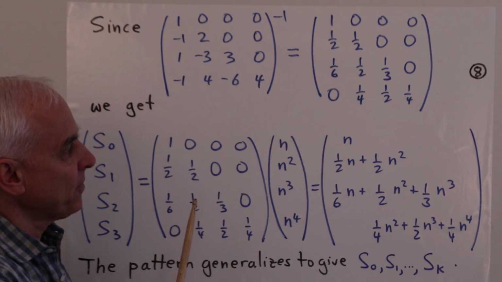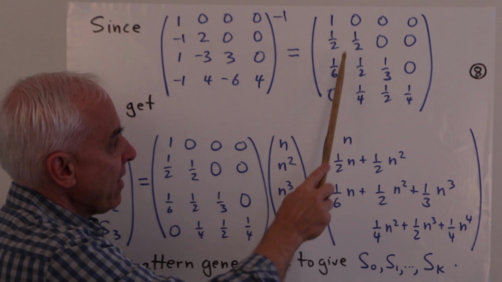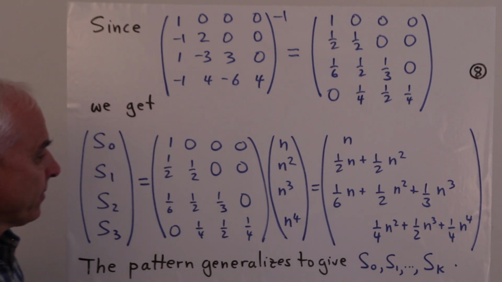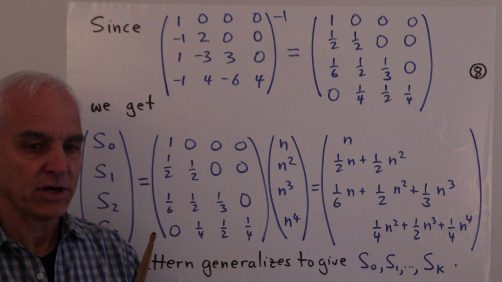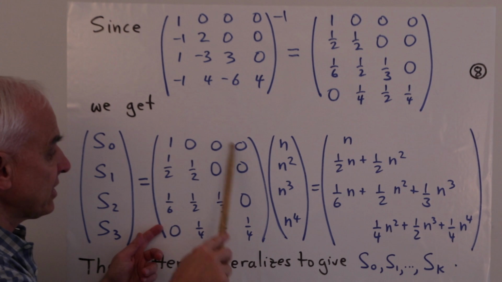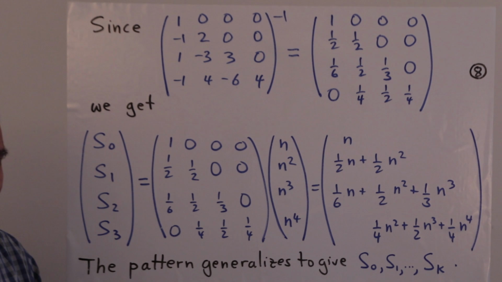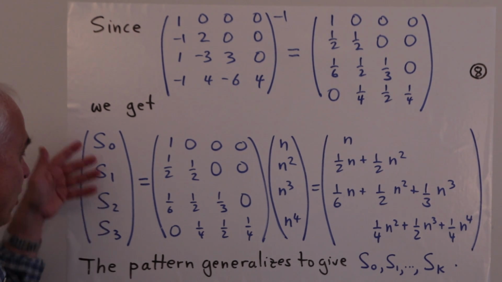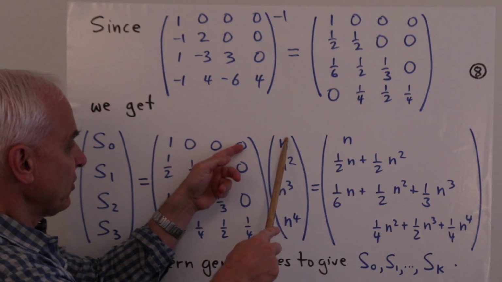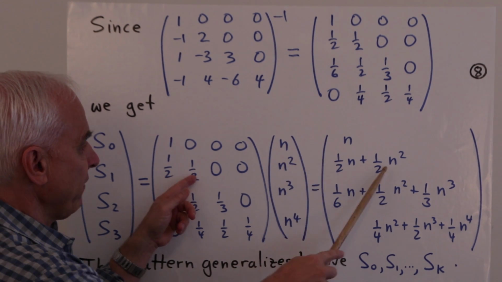It's this matrix here, which is also lower triangular, with entries 1, 1/2, 1/6, 1/2, 1/3, and 0, 1/4, 1/2, 1/4. And so that previous matrix equation can be inverted to give us S0, S1, S2, S3 as this inverse matrix times n, n squared, n cubed, n to the fourth. And that allows us to just read off what these various polynomials are, because we can just multiply this out. This vector times this is n. This times this is 1/2 n plus 1/2 n squared.